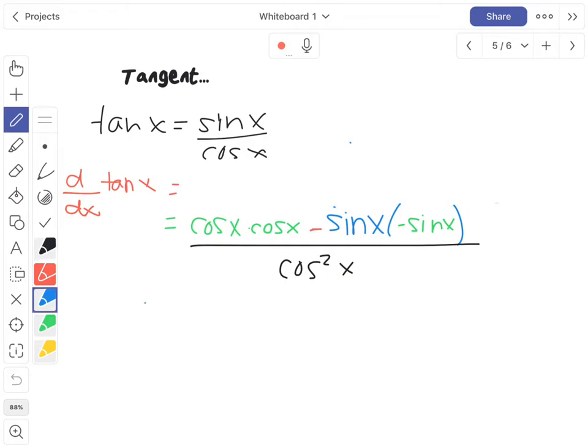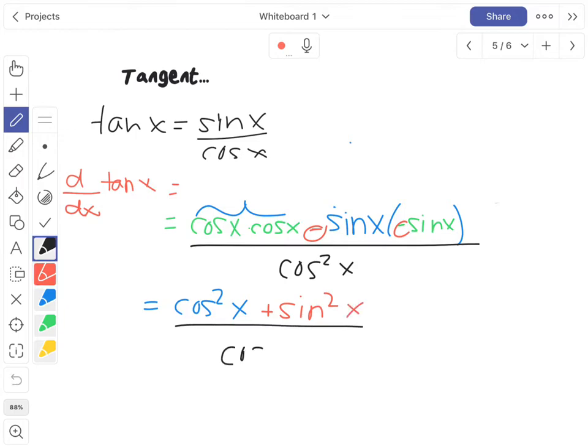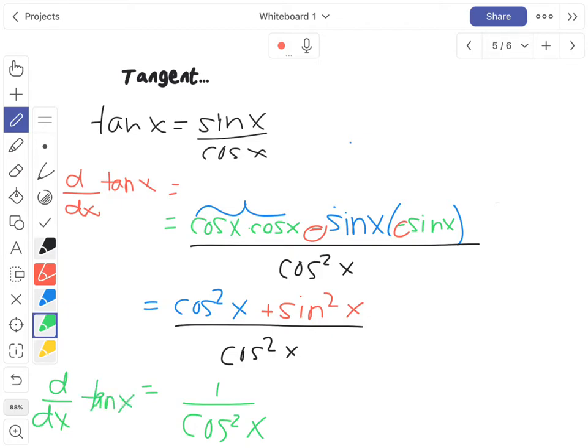Now do a little algebra here. We see that this is just cosine squared of x. And then the negative and the negative will turn positive, and that's sine squared of x. And we still have our denominator of cosine squared of x. And then we obviously recognize the trig identity, that cosine squared plus sine squared is just 1. So there's your derivative. The derivative of tangent is 1 over cosine squared.